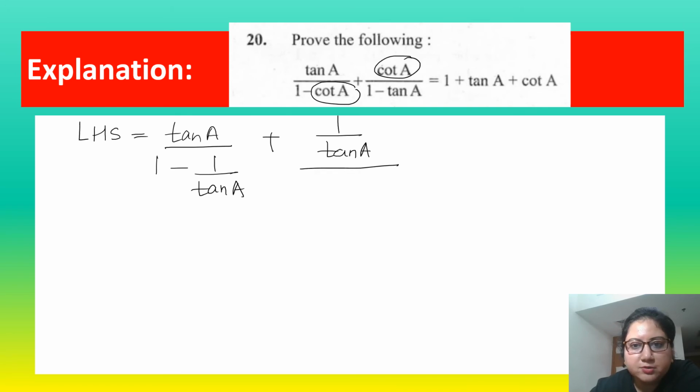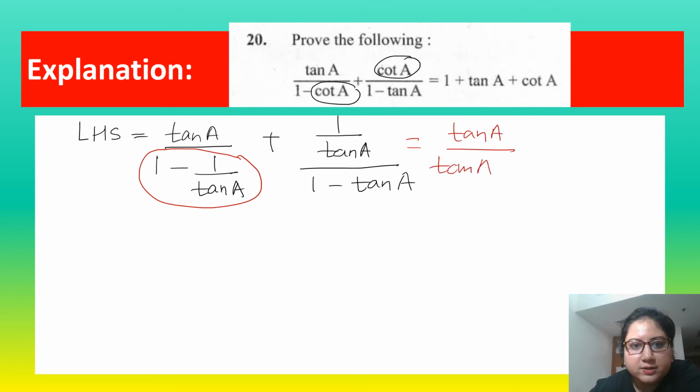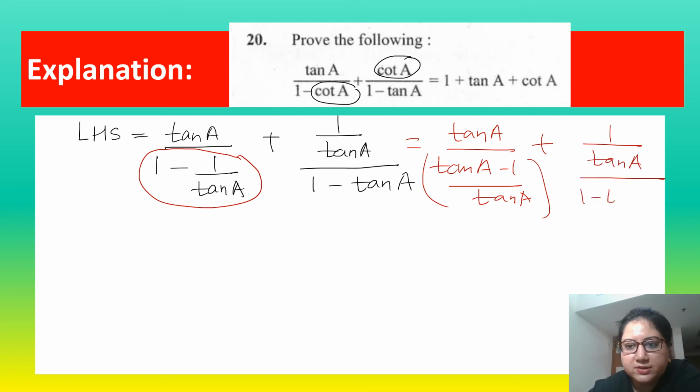And we are going to be now simplifying this further to reach our right hand side. Let's see how. Okay, so in this part, I will be first taking the LCM to simplify. So that will give me tan A over tan A minus 1 over tan A. And this part is as it is. So 1 over tan A times 1 minus tan A.